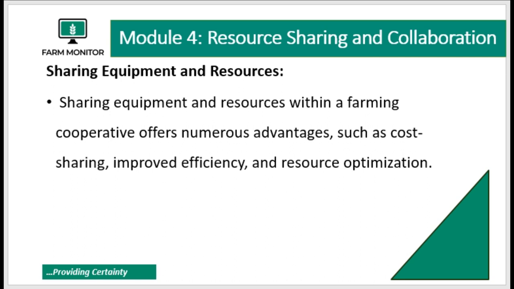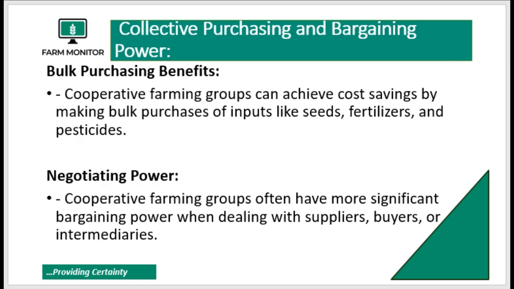By sharing expensive equipment like tractors, plows, or irrigation systems, members can reduce the financial burden and access high quality tools that they might not be able to afford at an individual level.